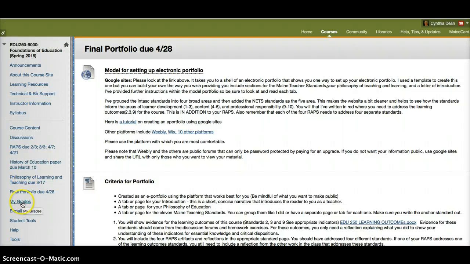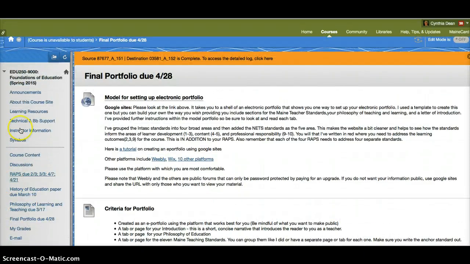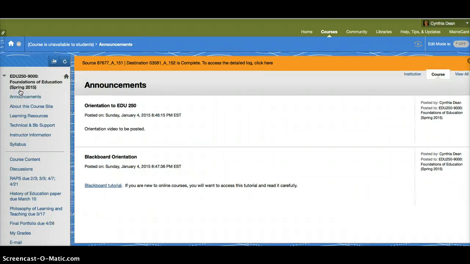You can access your grades here. You can email others here, and so forth. So that's how my Blackboard site works. If you have any questions about it, let me know. Spend some time noodling around with it and looking at it and reading the stuff. Don't ask me a question about the final portfolio now because there'll be more instruction as we move forward.